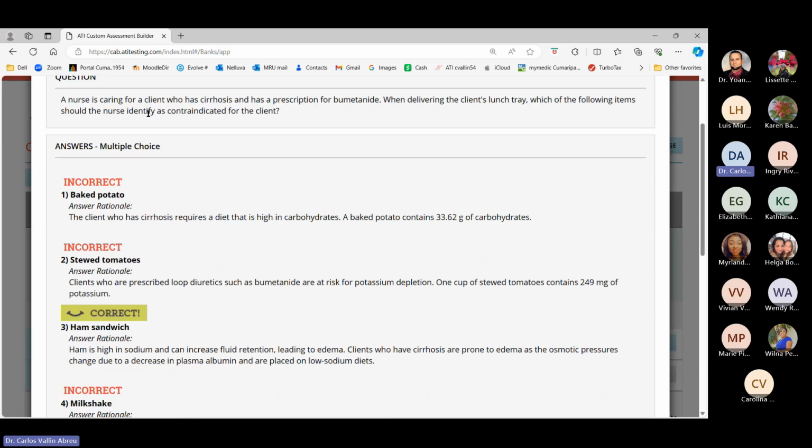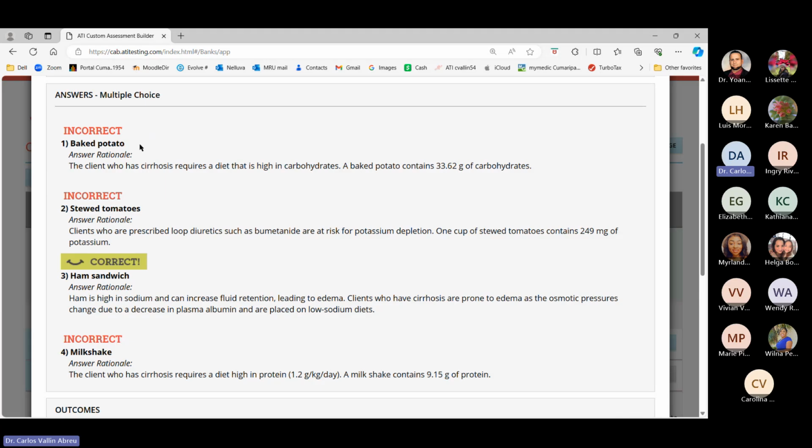A nurse is caring for a client who has cirrhosis and has a prescription of bumetanide. Bumetanide is a loop diuretic. When delivering the client's lunch tray, which of the following items should the nurse identify as contraindicated for the client?